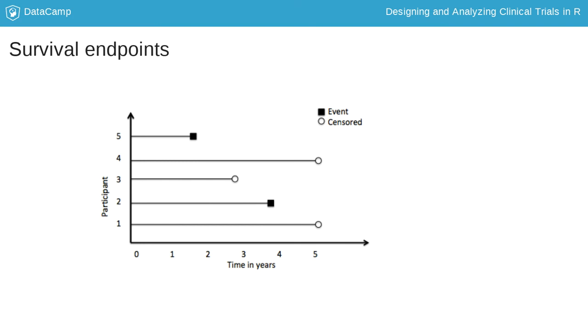We could also have time to event or survival endpoints. For example, in a study evaluating different approaches to depression prevention in people with a history of it, we may follow the participants for 5 years and assess the time to any recurrence of a depressive episode.